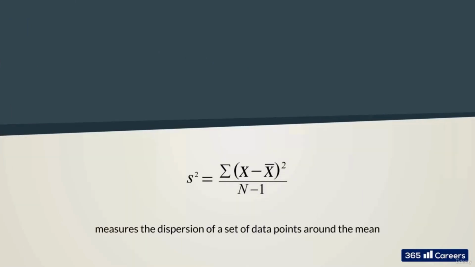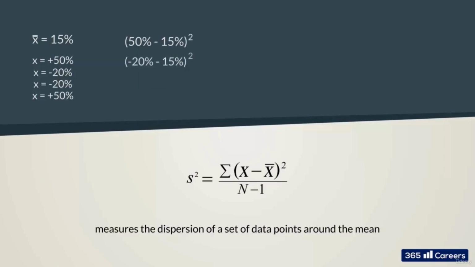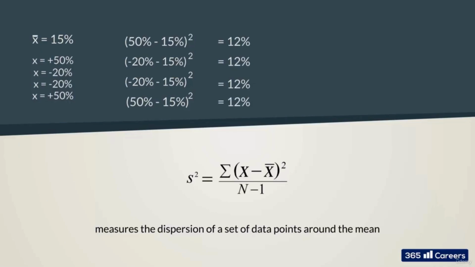Let's calculate the variance of the second set of numbers. We have to use the same formula for the 4 observations we have here. 50% minus 15% to the second degree, minus 20% minus 15% to the second degree. Again, minus 20% minus 15% to the second degree. And finally, 50% minus 15% to the second degree.